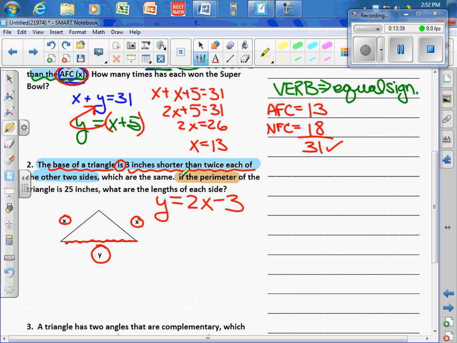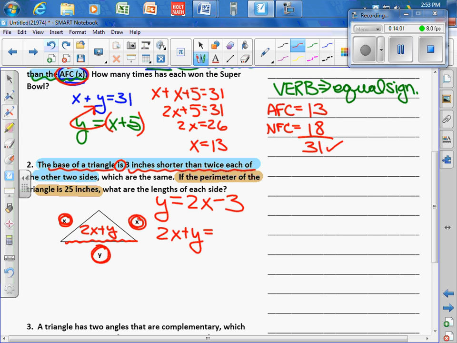Here's your other sentence. The perimeter of the triangle is 25. Well, how do you find the perimeter of a triangle? You add up all 3 sides. So we have x plus x plus y. That would be 2x plus y. So 2x plus y must be the perimeter. That's 25. We're going to take the 2x minus 3 from above, put it in for that y right there, and we'll have 2x plus 2x minus 3 is equal to 25.